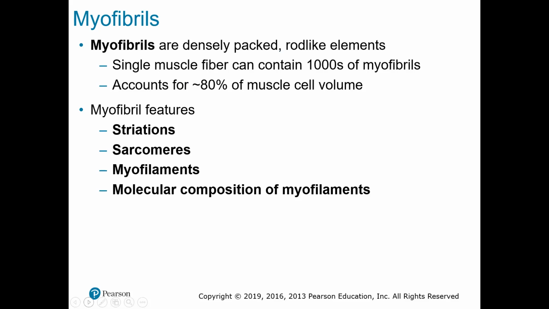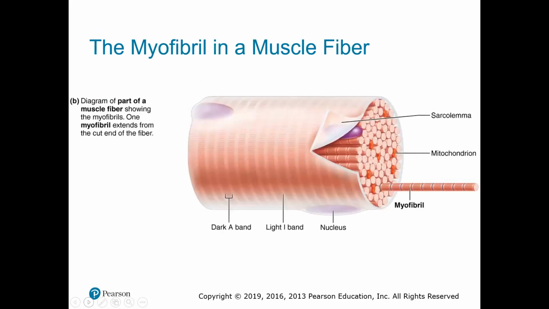You've heard of actin before. Actin is the contractile protein that we use in cytokinesis to pinch the cytoplasm in half when the daughter cells are forming after mitosis. So striations are found in the myofibrils. The sarcomeres, the contracting unit in every cell, is found in the myofibril. The myofilaments are the contractile proteins that are found in the myofibril, and the myofilaments are the actin and the myosin.